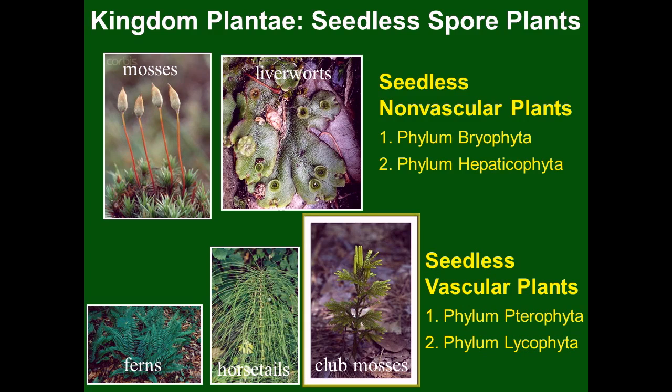So some of these plants you might be familiar with. Mosses we find near streams in Flagstaff and Sedona. Liverworts. Ferns we find quite commonly in our ponderosa forest here. Horsetails we can find around streams and lakes. And club mosses.